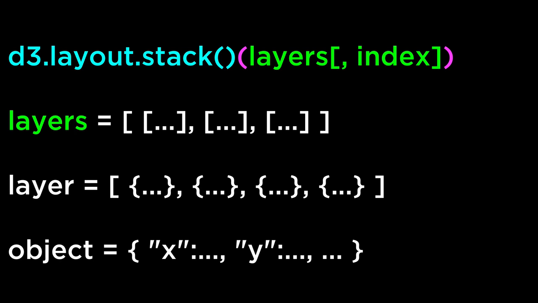Each internal array will represent a layer. Each layer will be an array of objects. Each object should have an x and y key value pair to define the x position and the y thickness of the layer. What the D3 layout helper does is compute a y0 for each object, which is the baseline of the layer given the previous layers in the data.